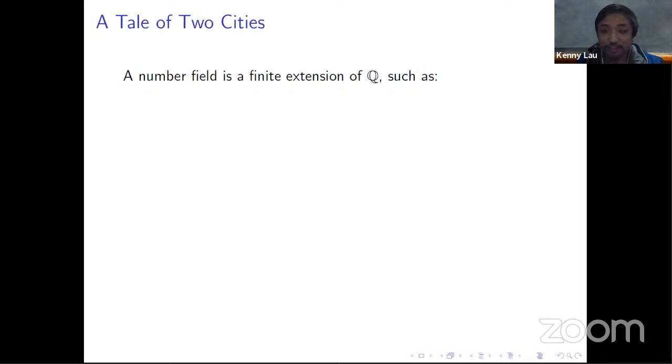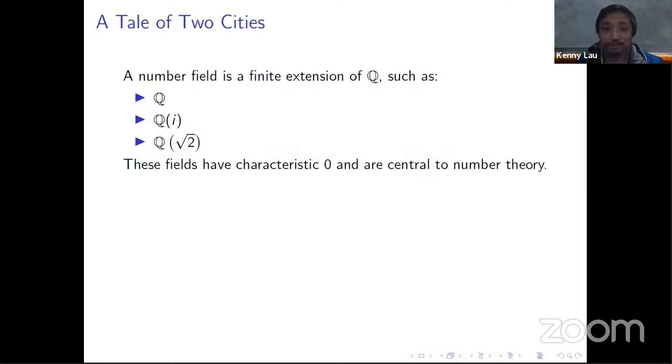which number theorists like to study. They are finite extensions of Q. For example, we have Q itself, or we can have Q adjoin i, or we can have Q adjoin square root of 2, or basically you can take any irreducible polynomial and just adjoin a root of that polynomial, and you end up with a number field. These fields have characteristic 0, and number theorists like to study them.